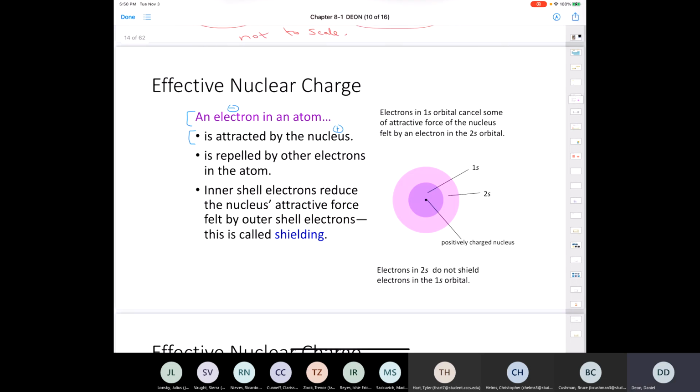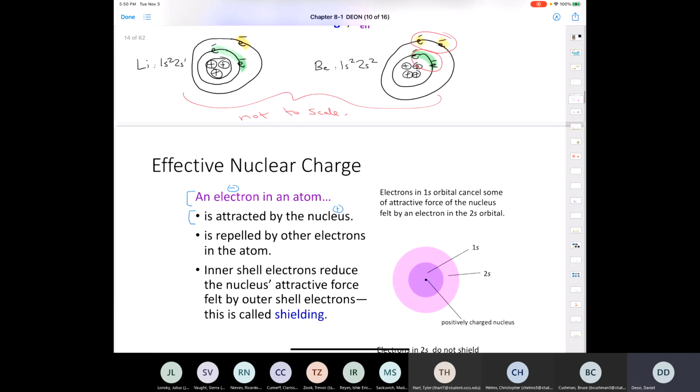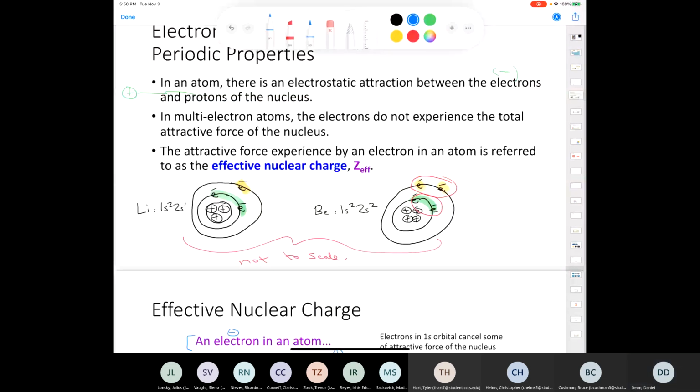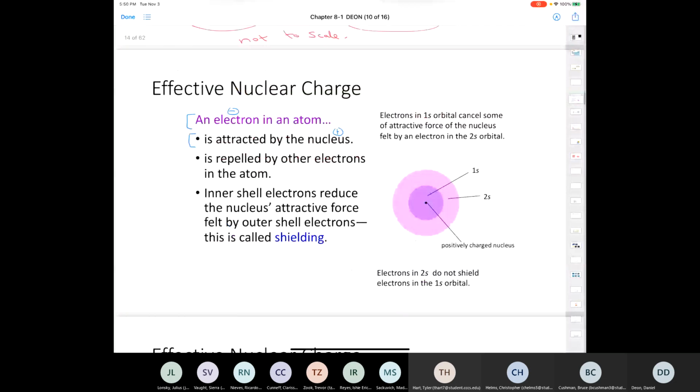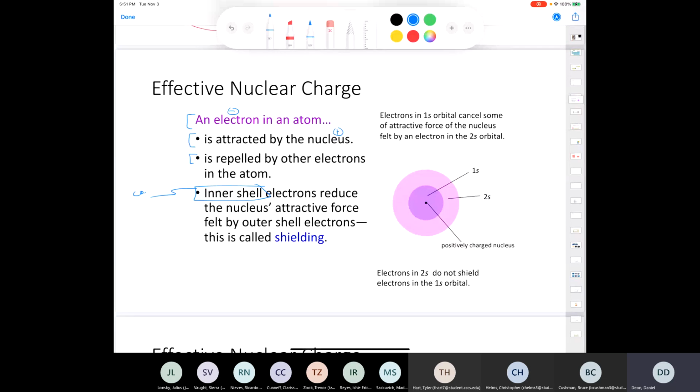For example, if we go back to my beryllium, these 2 electrons are going to be repelling each other, aren't they? Absolutely they are. The inner shell electrons, or the core, right? This is the same thing as the core electrons. They're going to reduce the nucleus attractive force felt by the outer electrons, and that effect is called shielding, right? They're blocking it.